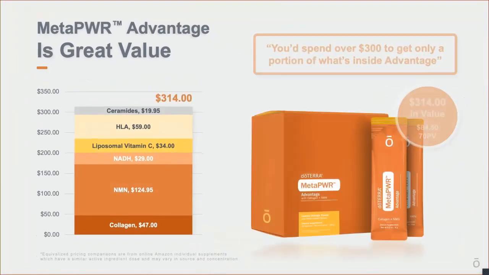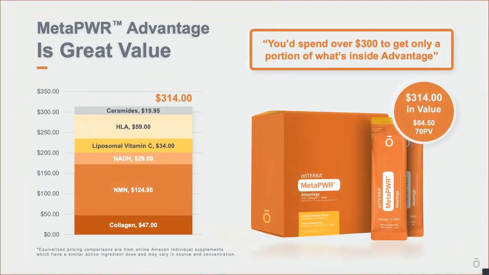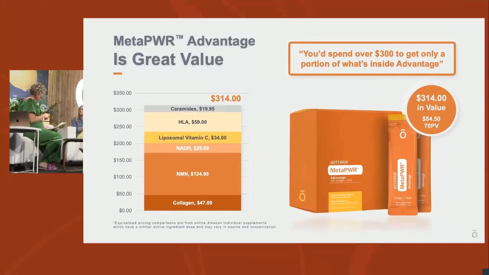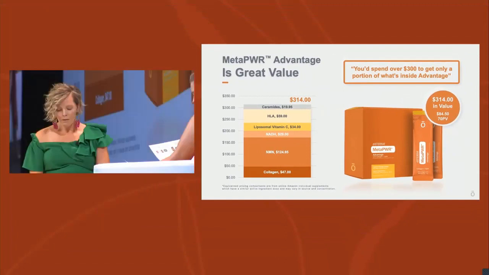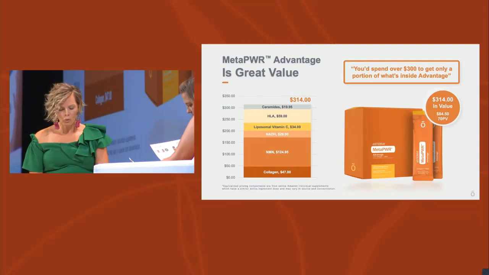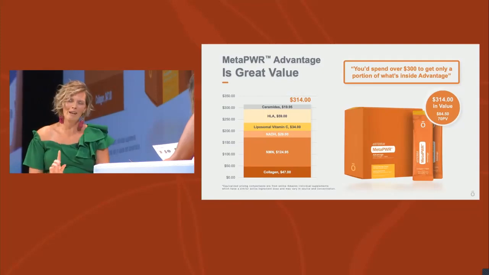So safe, effective, and natural solutions don't have to break your budget. MetaPWR Advantage is truly a powerhouse of ingredients in one product made for you. doTERRA is simplifying your routine and saving your money. If you bought the 12 ingredients separately, it would cost over $300. But of course, that's not what you're going to pay.